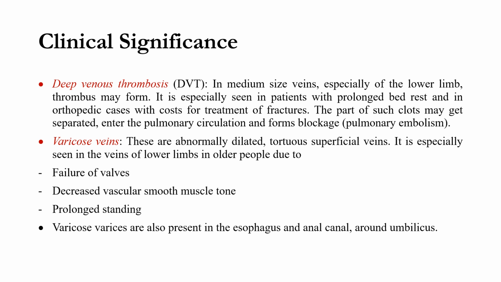Let us know the clinical importance of veins. So the first condition is deep venous thrombosis. In chronically ill patients with prolonged bed rest, who are bedridden due to post-operative conditions or some orthopedic conditions, when they are at rest or immobile, a thrombus will form in their medium-sized veins, especially in the lower limbs.